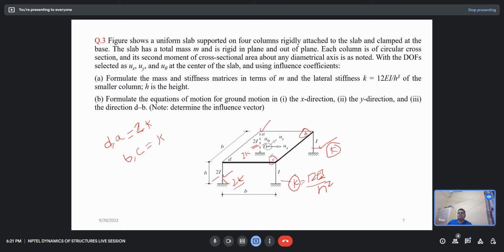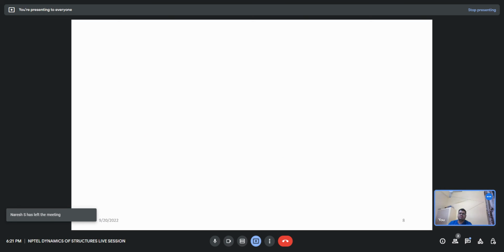After finding the mass and the stiffness matrix, we have to formulate the equations of motion for the ground motion in the x direction, the y direction, and in the DB direction. DB direction is this one, diagonally. Okay. So first we are going to formulate the stiffness matrix. Have you understood the question?